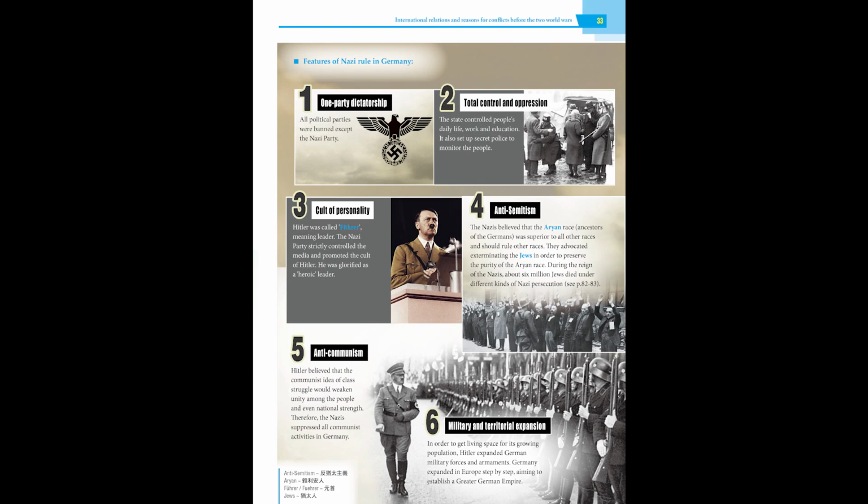4. Anti-Semitism. The Nazis believed that the Aryan race, ancestors of the Germans, was superior to all other races and should rule other races. They advocated exterminating the Jews in order to preserve the purity of the Aryan race. During the reign of the Nazis, about 6 million Jews died under different kinds of Nazi persecution.